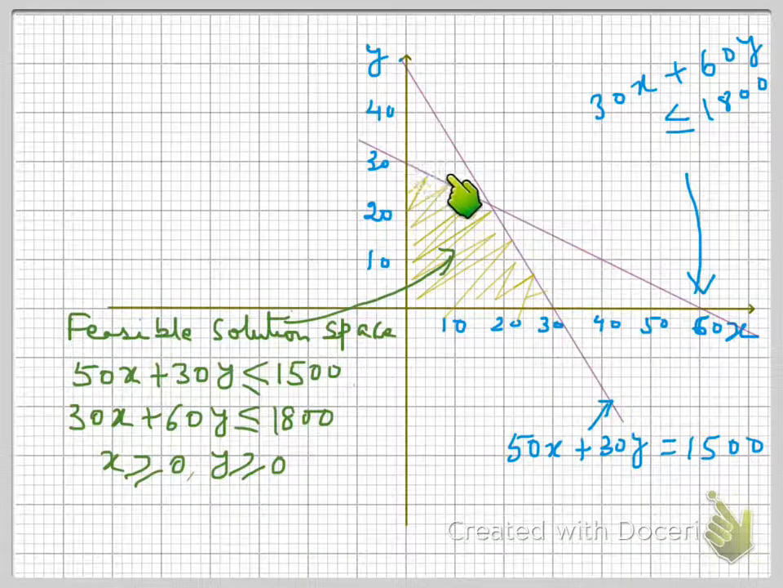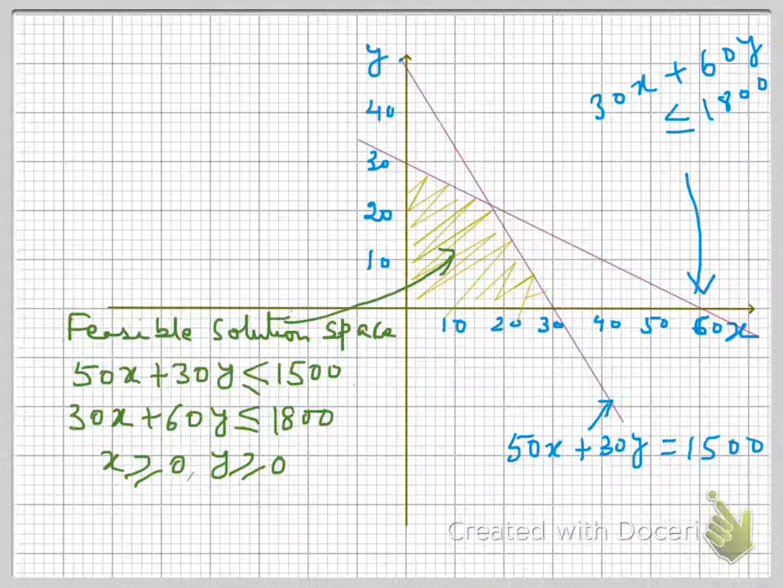The other line is related to the second constraint, that is raw material 2. 30x plus 60y is the consumption of raw material 2, and 1800 is the availability. This line is 30x plus 60y equal to 1800. Since we have to keep it less than or equal to 1800, we will have to work in the area below this line.